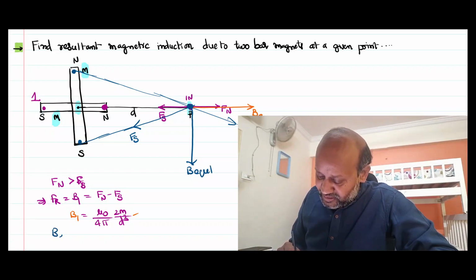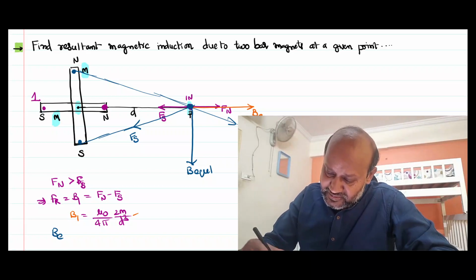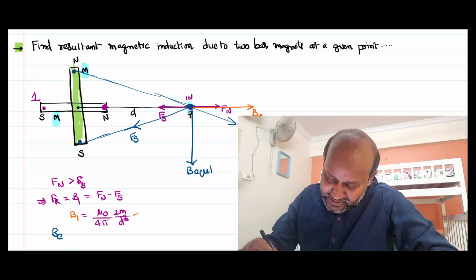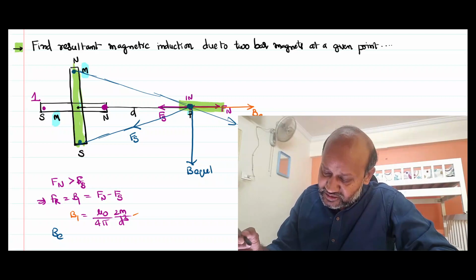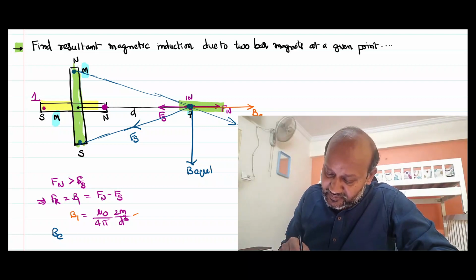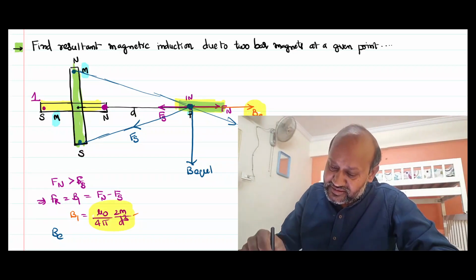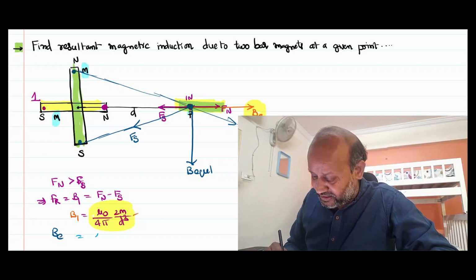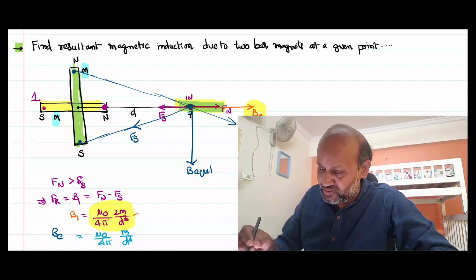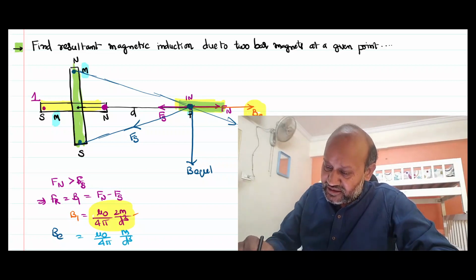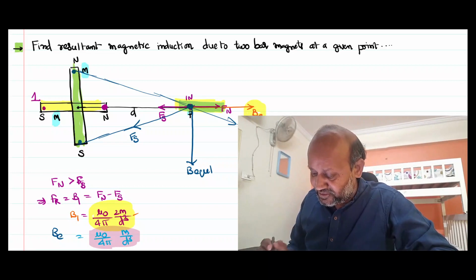So what is the B equatorial? For this bar magnet, this line becomes an equatorial line. For this bar magnet, the same line becomes an axial line. So due to the first magnet, you will get the equation for the axial line, whereas for the second magnet, you will get the magnetic induction due to the equatorial line, mu naught by 4 pi, m by d cube. We have derived these derivations earlier. You know these derivations, or you can refer to the previous video.